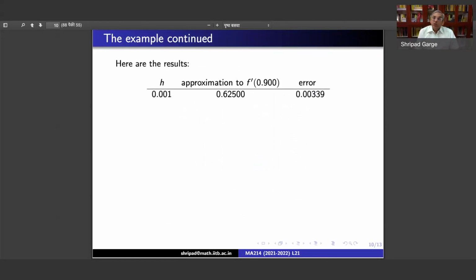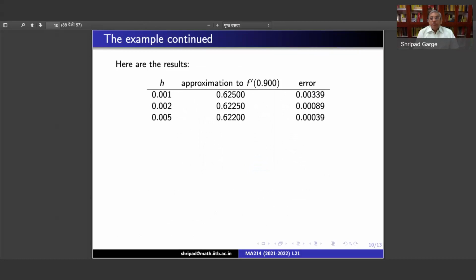So if you take 0.001, the derivative approximation is 0.62500 and the error is 0.00339. We are increasing h and actually the error is decreasing. We increase h further and the error has further decreased at 0.010, which is 10 times the original h we started with. The error has gone down by quite a considerable margin. By error, I mean the magnitude of the error, although there is a negative sign that has come there.